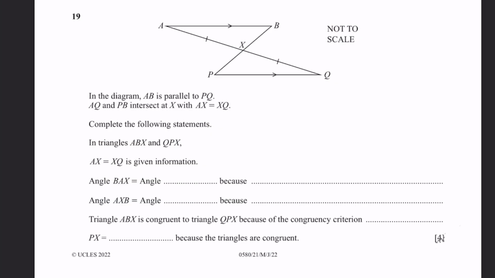Question 19. In the diagram, AB is parallel to PQ, and AQ and PB intersect at point X with AX equals XQ. Complete the following statements. In triangles ABX and QPX, AX equals XQ is given information, which is what we have here. Angle BAX is equal to angle dash because dash. So angle BAX is this angle. It's equal to this angle here, which is XQP. Why? Because they are alternate angles.